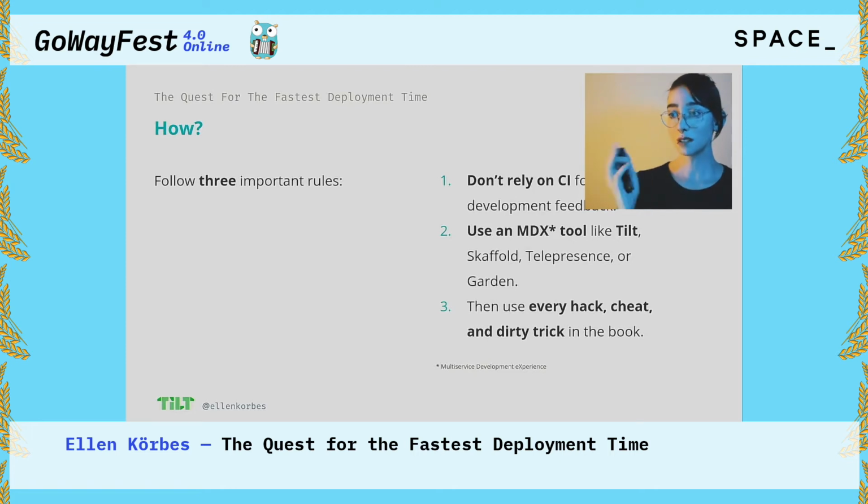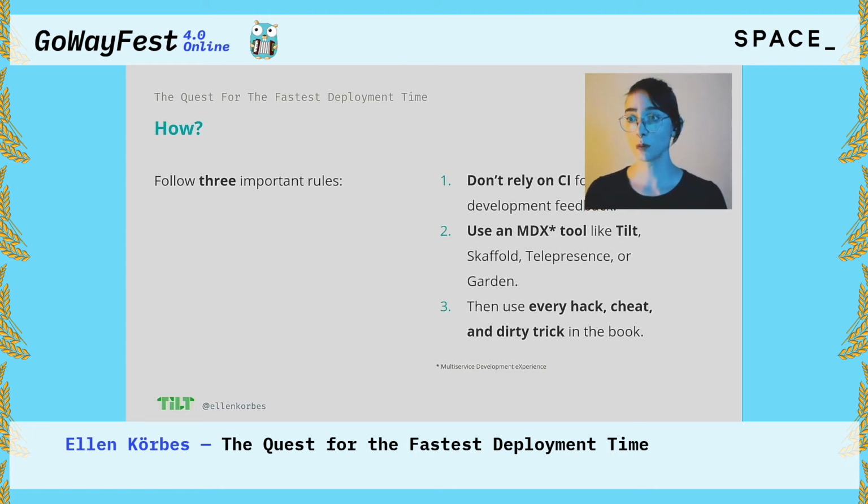Some of those are Tilt, which is the company I work for and what you're going to see in this talk. There's Scaffold, which was created by Google. A lot of people know about it. Telepresence was probably one of the first ones, so that's interesting as well, but it works a bit differently. And there's Garden. It's a company I used to work at, which is also very competent at this.